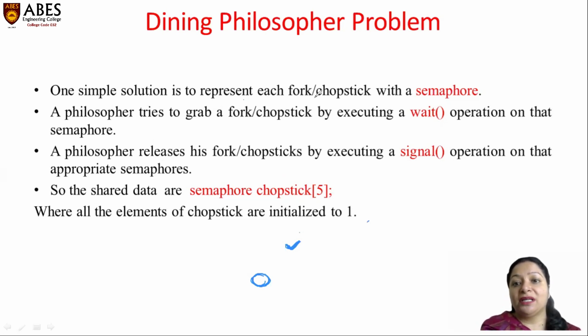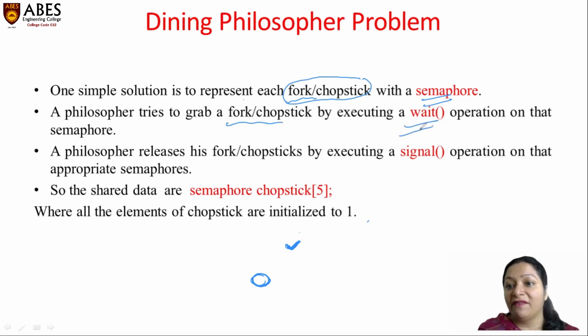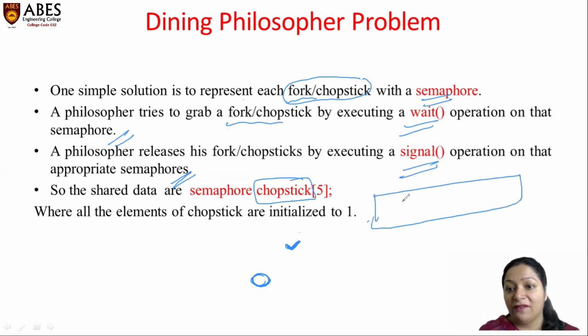So one simple solution is to represent each fork or chopstick with a semaphore. How many chopsticks did we have? We had 5 chopsticks. So we can have 5 semaphores representing 5 chopsticks. Whenever a philosopher tries to grab a fork or a chopstick, he has to execute the wait operation on that semaphore. And whenever the philosopher releases that particular fork or chopstick, then he has to execute the signal operation on that appropriate semaphore. So here we can see that we have taken an array of semaphores, and the array size is 5, right?